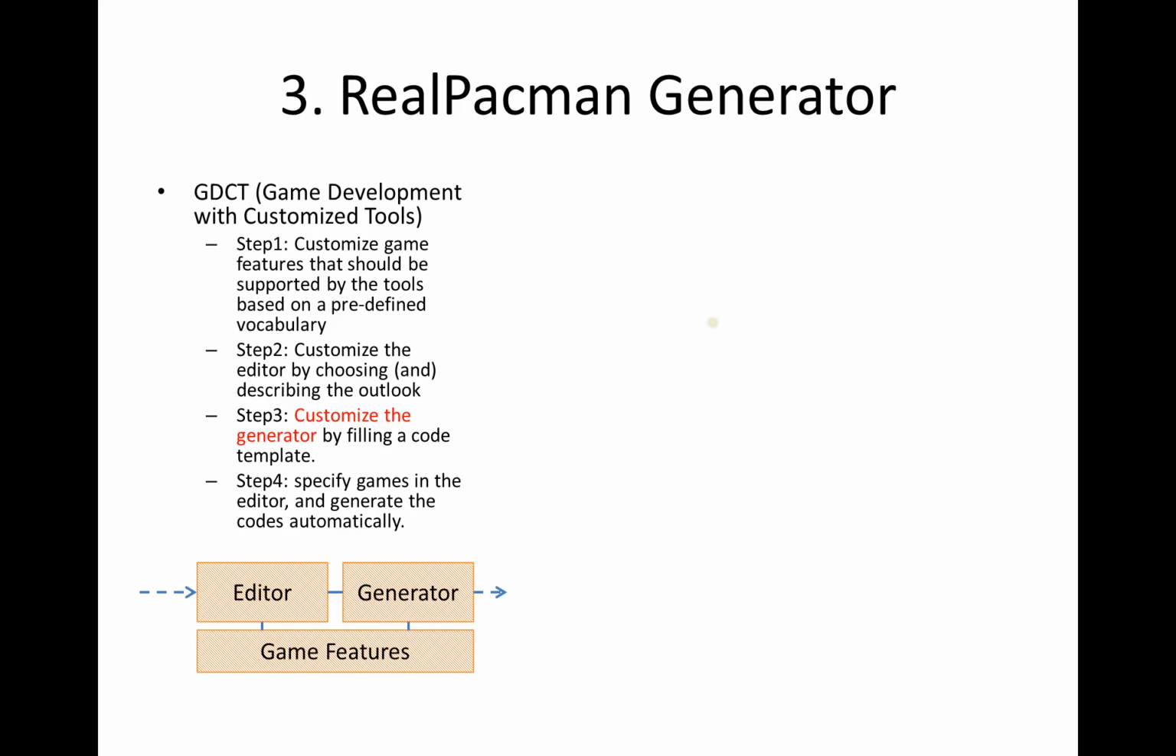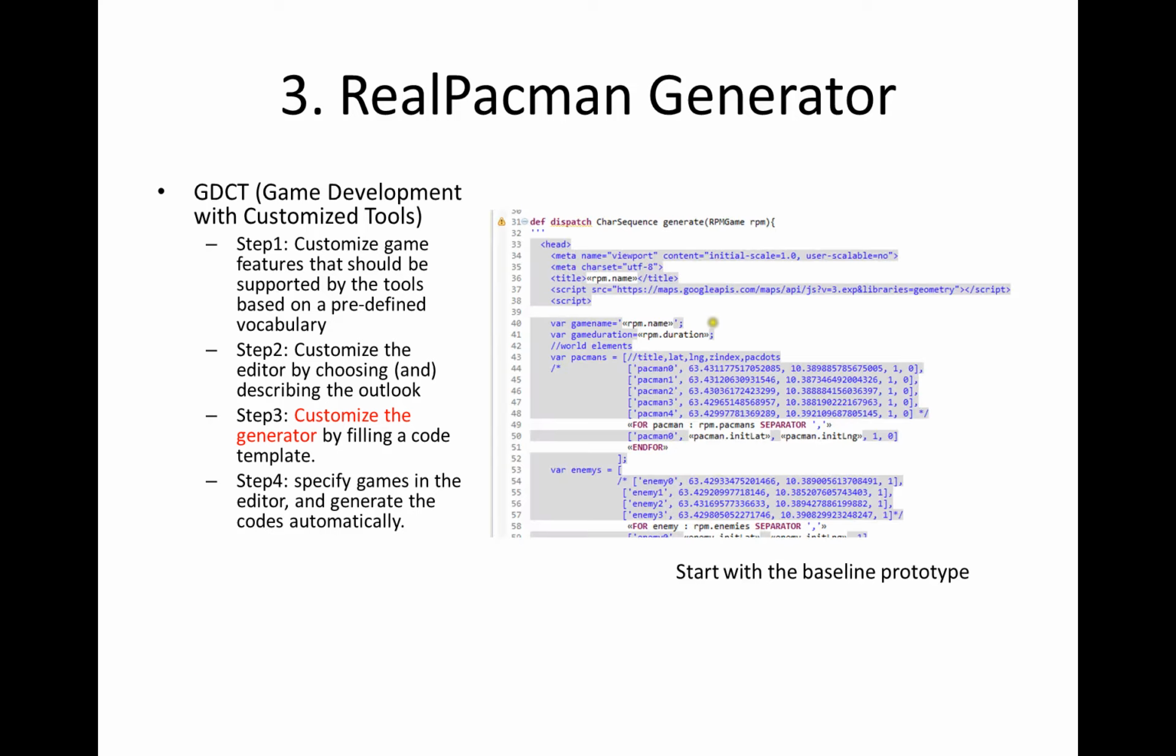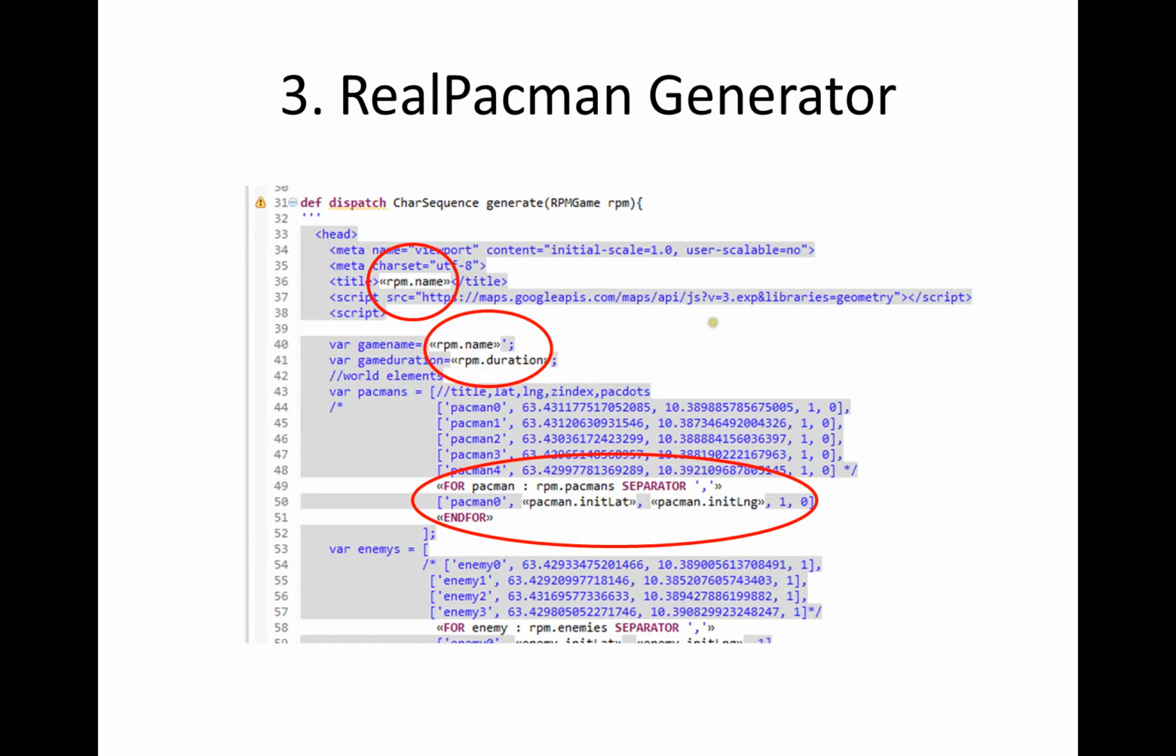Step 3. Customize the game generator. We need to tell the generator how to generate different code according to the game description given in the editor. This is achieved by filling a code template. Usually we start by taking the overall code from a workable prototype, which we call a baseline prototype. Then we replace areas that should be changed according to the game specification.